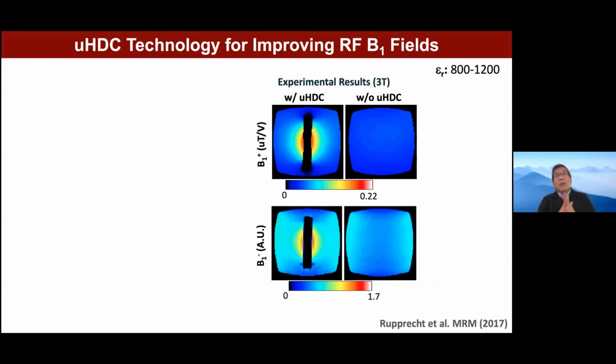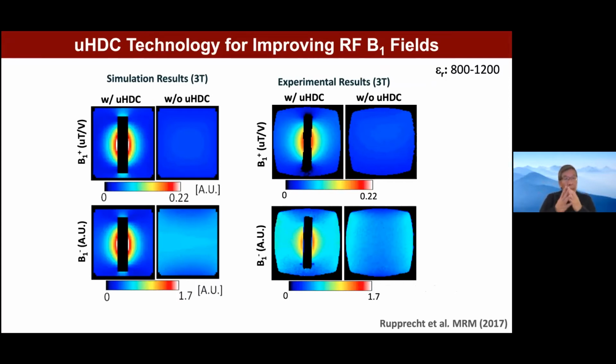For the proof of concept, this shows the 3T imaging results using a big phantom. The right panel shows uniform imaging, collecting the B1 plus and the B1 minus. Then if we insert a block with a high epsilon, around 800 or 1200, and repeat the imaging, you can see the surrounding area, the B1 plus and the B1 minus boost very dramatically. These results were consistent with the RF simulation results.